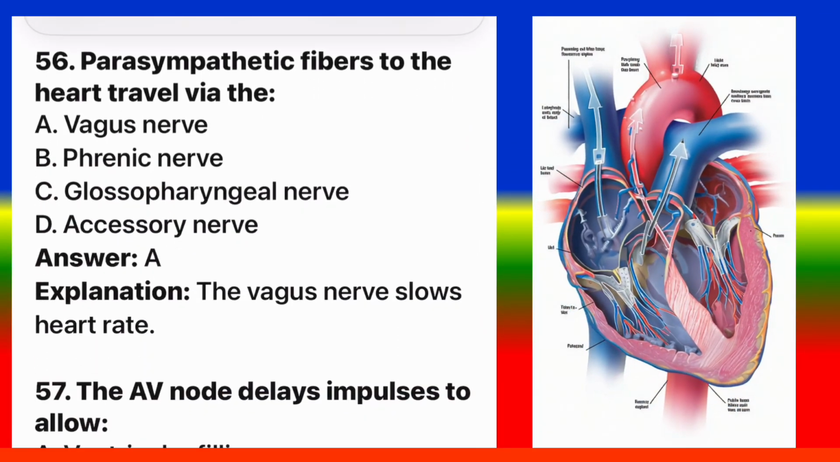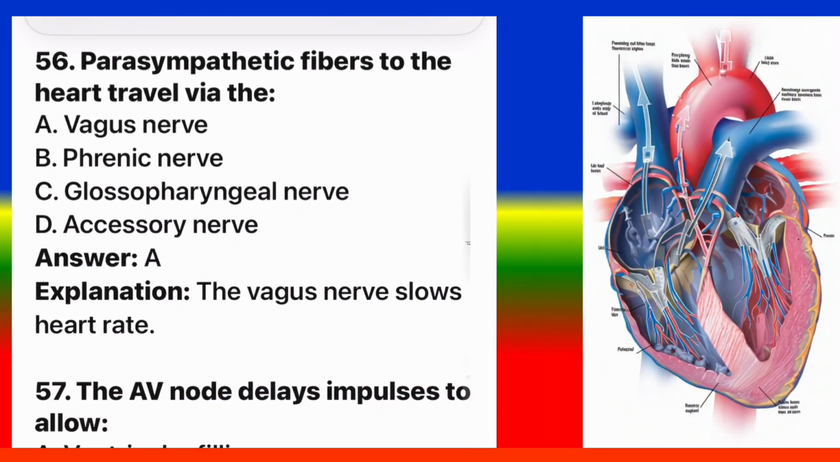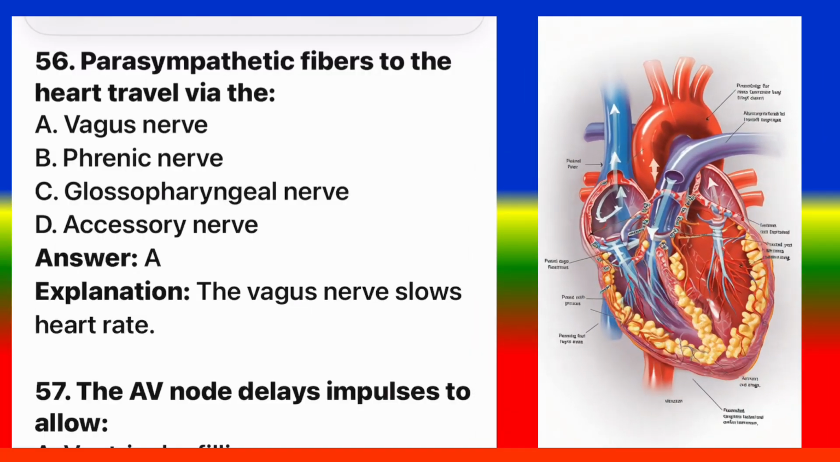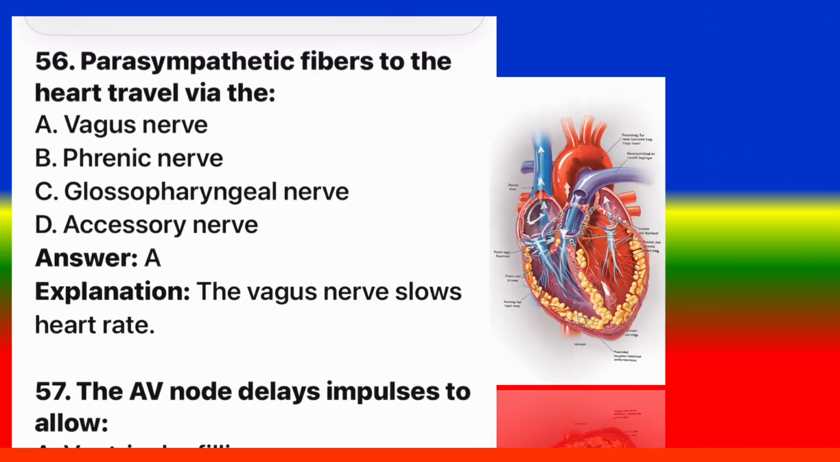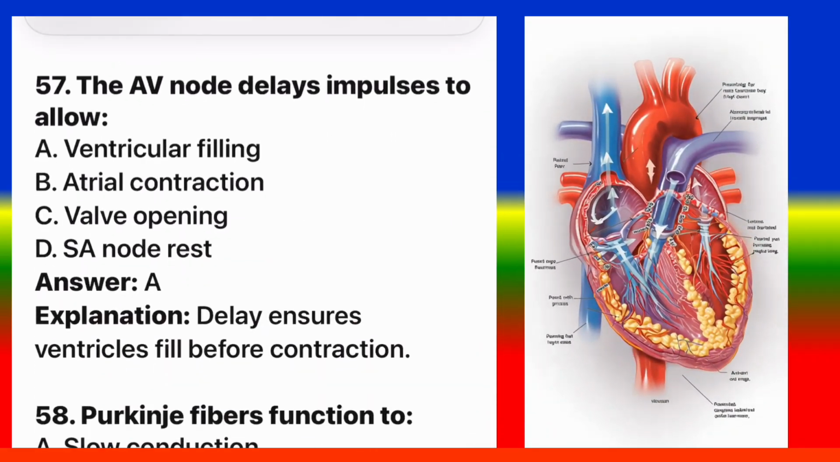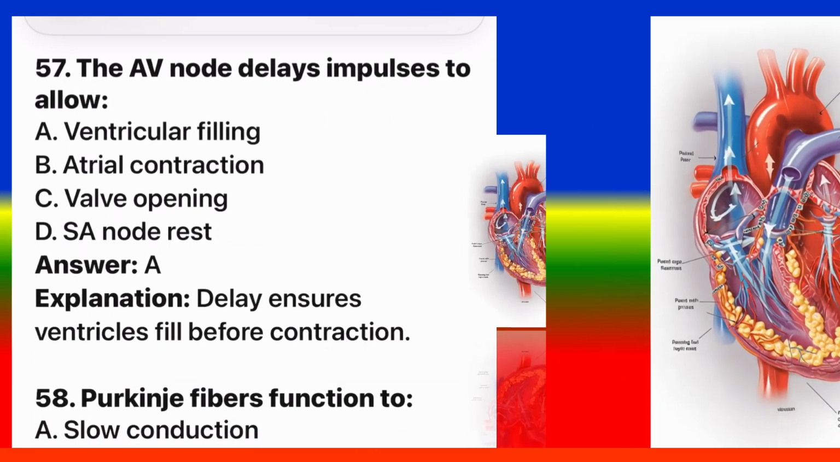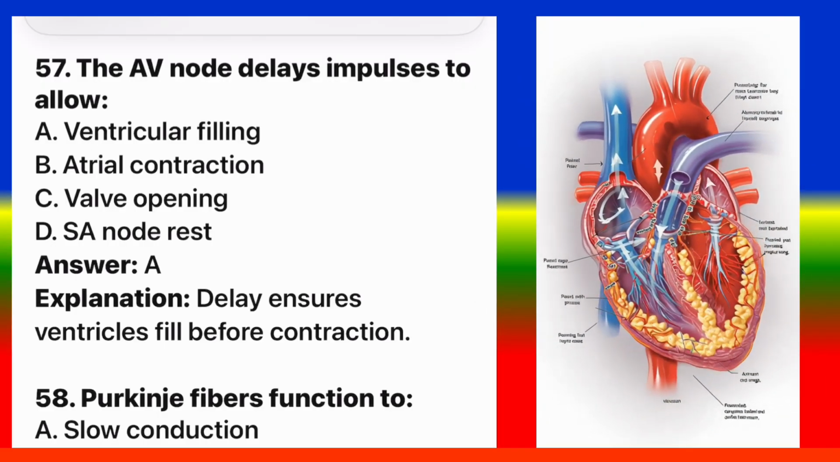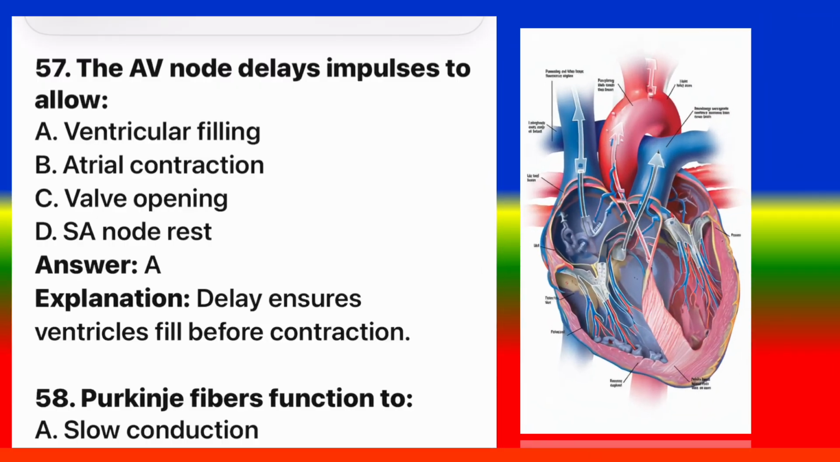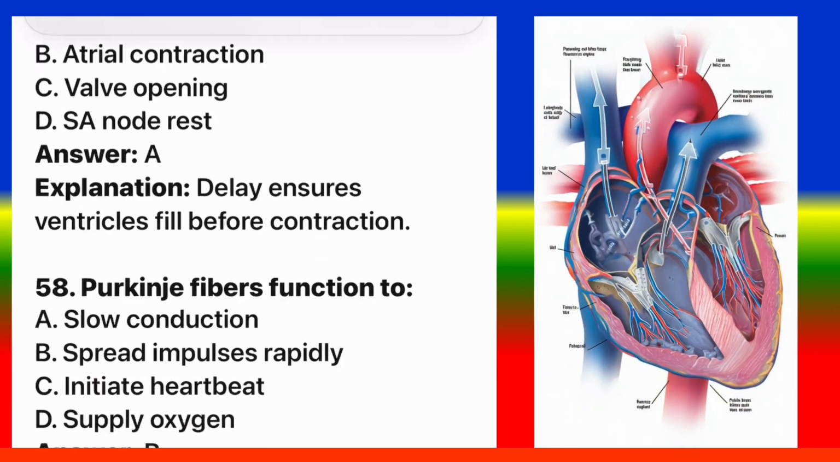56. Parasympathetic fibers to the heart travel via the: A. Vagus nerve, B. Phrenic nerve, C. Glossopharyngeal nerve, D. Accessory nerve. Answer A. Explanation: the vagus nerve slows heart rate. 57. The AV node delays impulses to allow: A. Ventricular filling, B. Atrial contraction, C. Valve opening, D. SA node rest. Answer A. Explanation: delay ensures ventricles fill before contraction.